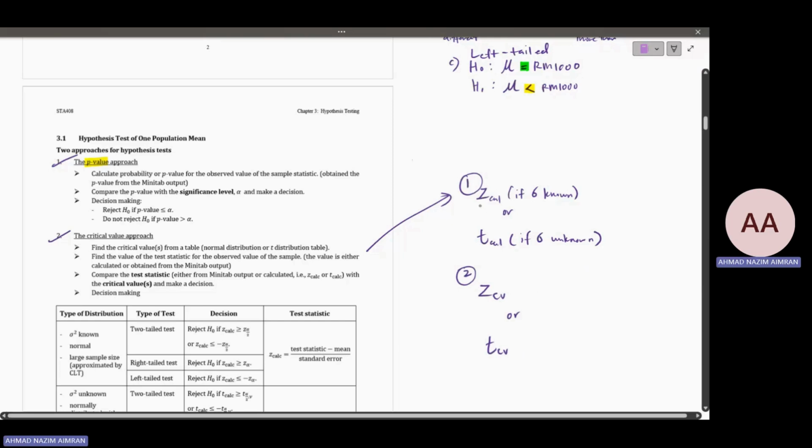If you calculate the Z calculated, then you have to compare the value with the Z critical value. If you calculate the T calculated, then you have to compare it with the T critical value. Okay, so for example, now I will just remove this one.